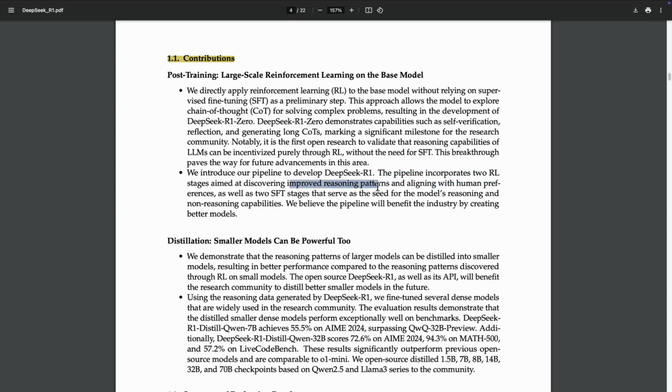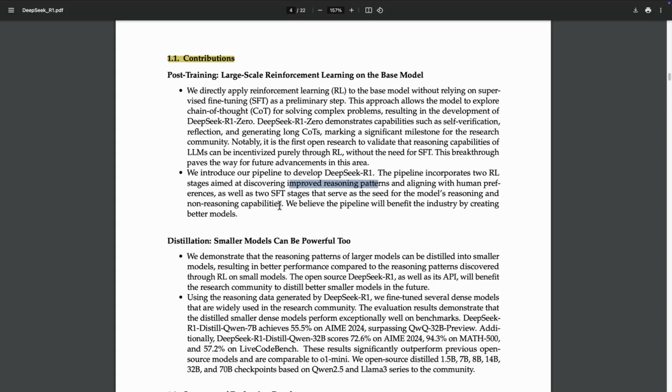human preferences. So how to make a very capable model in terms of reasoning, because that's really what most of these LLMs, or most of the advanced LLMs, are doing today, along with making sure that they have this alignment, right? We don't sacrifice the alignment because alignment is really important for application or putting these things into production. So they have as well as two SFT stages that serve as a seed for the model's reasoning and non-reasoning capabilities, right? It's not just about reasoning, but also those non-reasoning capabilities.